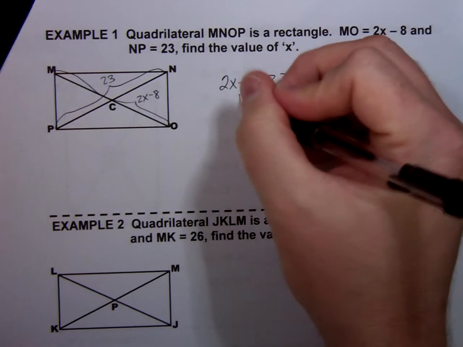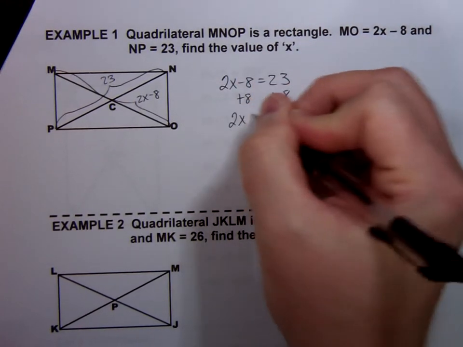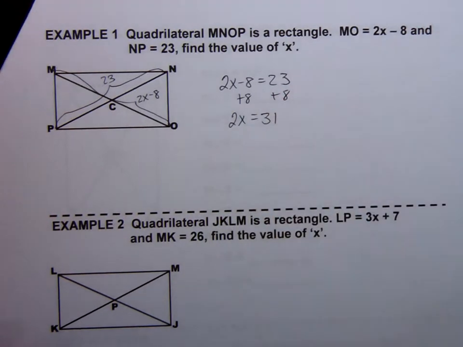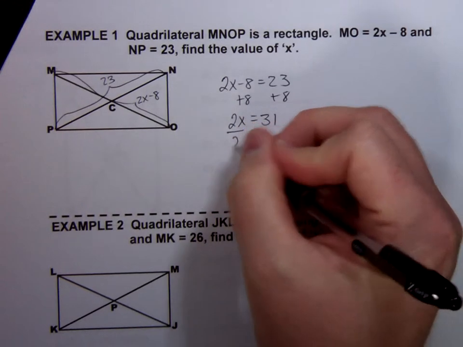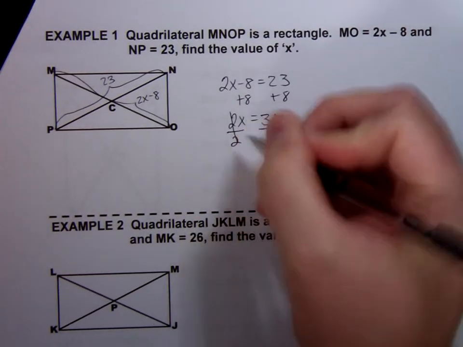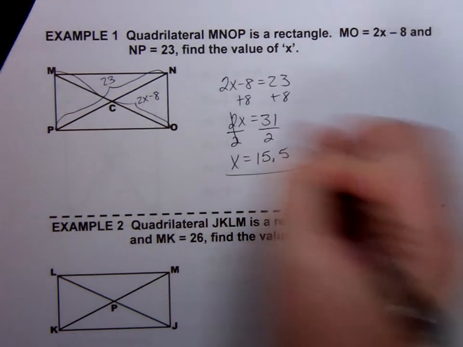We want x all by itself. Got to get rid of the constant. Anytime you want to get rid of something, you do the opposite operation. So because it was being subtracted, we add it. And then x is being multiplied by 2. We do the opposite, and we divide by 2. And there's x.